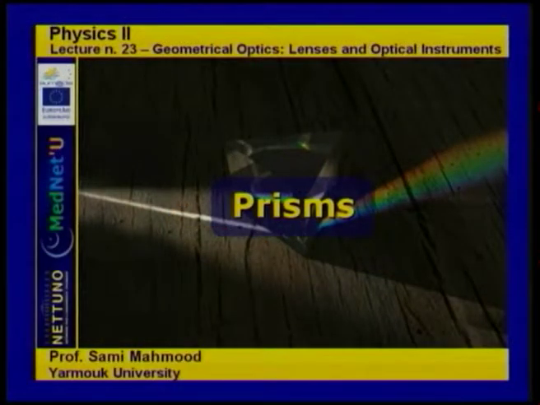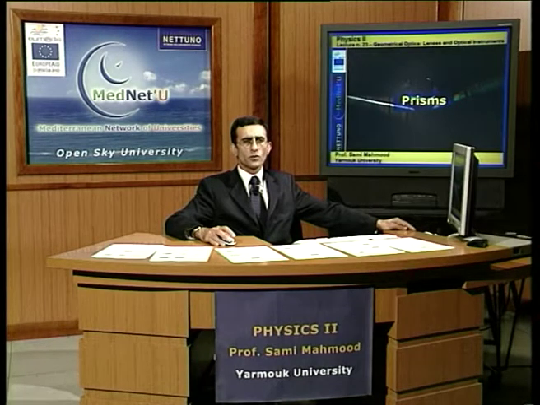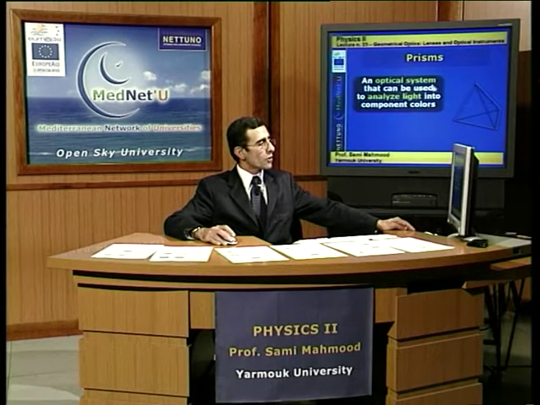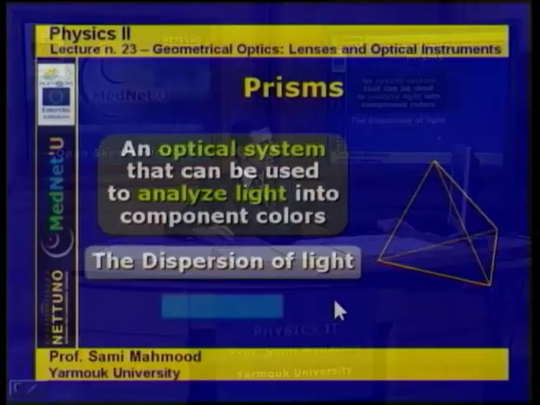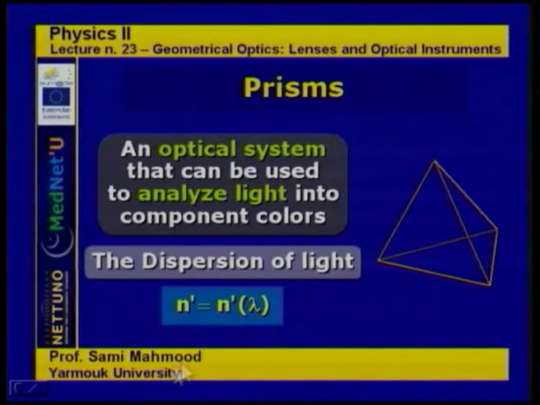And now we start our discussion on optical instruments and components by talking about the prisms and how they work, and the dispersion of light by the prism, where a beam of white light falling onto one side of the prism will leave it in different colors, as this background picture shows. The prism is an optical system that can be used to analyze light into its component colors. And this is due to the fact that the index of refraction, n prime, for the material of the prism is dependent on the wavelength of the light that falls on it, or the frequency of light, and that gives the phenomenon of dispersion, as we mentioned previously.